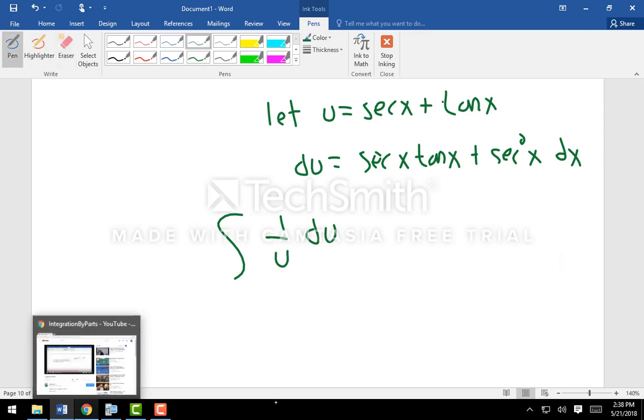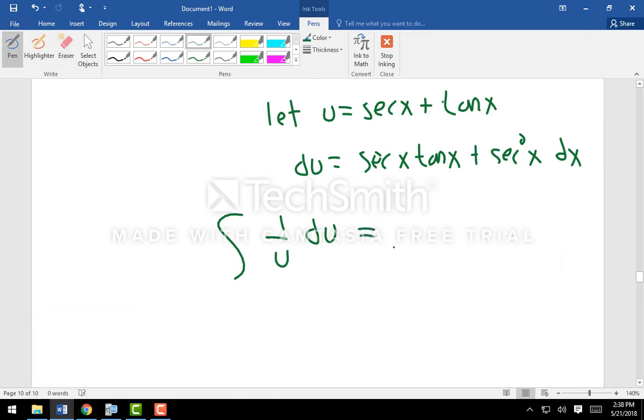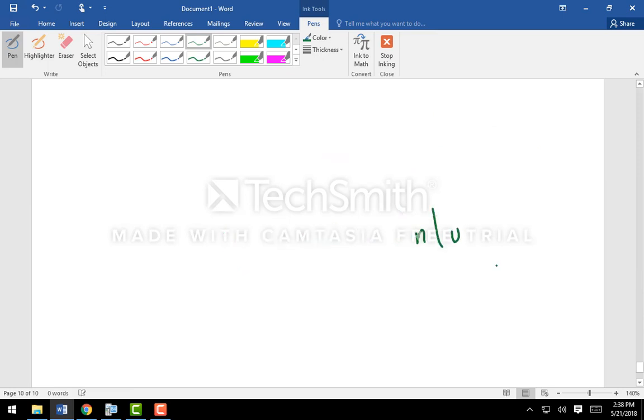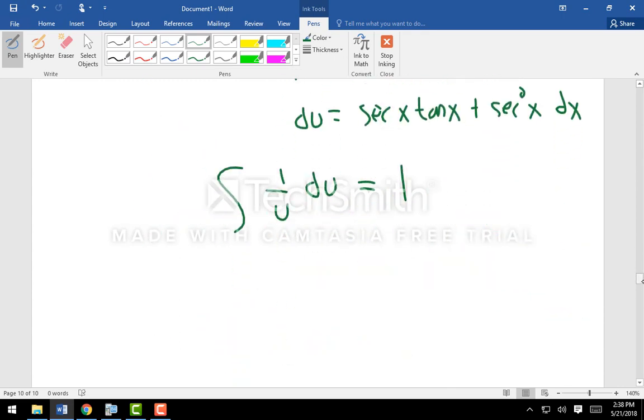So our final answer then here is that we end up with the ln of u. My paper is taking a mind of its own. Apologize for that. So this is ln of u, and our u in this case was secant plus tangent.